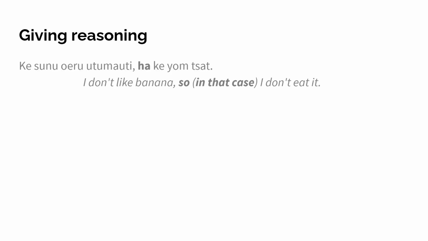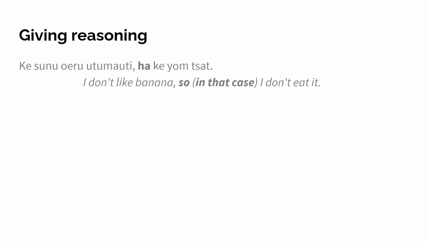Let's look at some ways of giving reasonings in Natvi. You will see that there are a lot of different conjunctions that you can use for that, and we will look at all of them in comparison to see what the meaning differences are. Ke sunuwero utumauti. I don't like banana, or banana is not pleasing to me. Ha ke yomtsat. So in that case, I don't eat it.